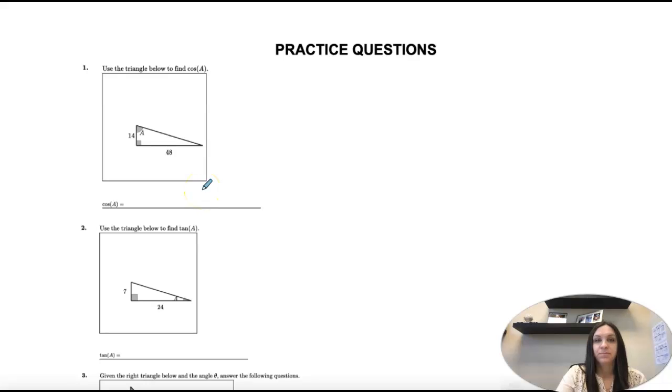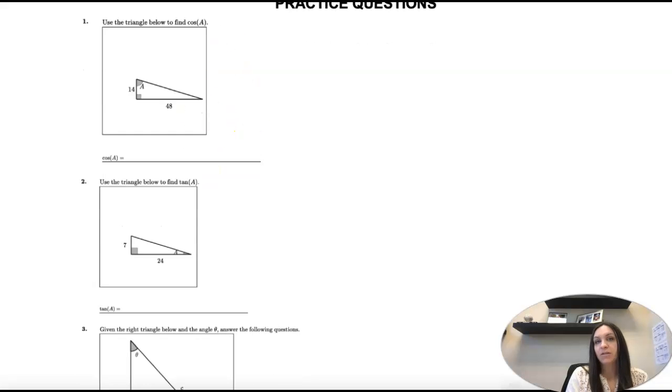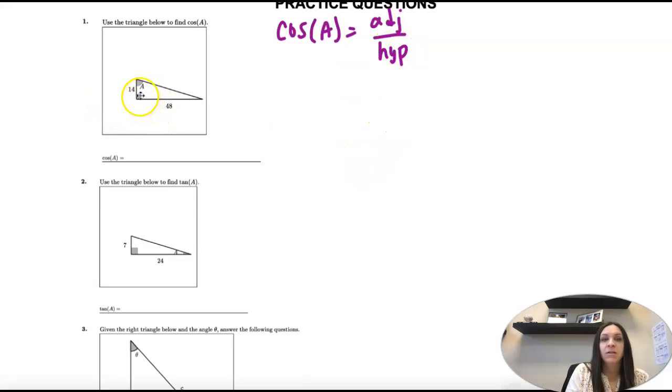Alright, number one, we're using the triangle to find cosine. So we're just getting re-familiarized with our trig functions and the sides of a triangle. So to find cosine, we need the adjacent side over the hypotenuse side. So let's label our sides.